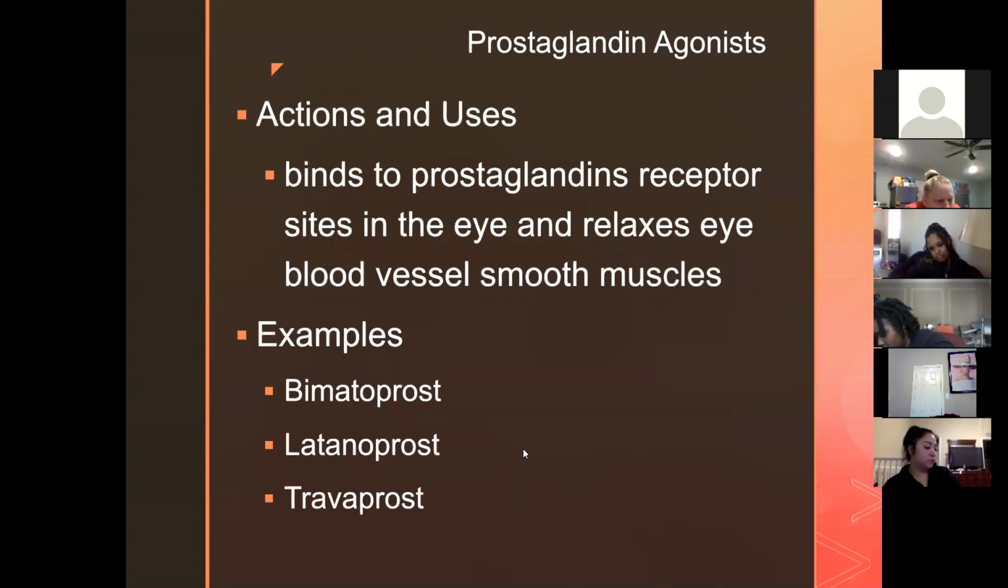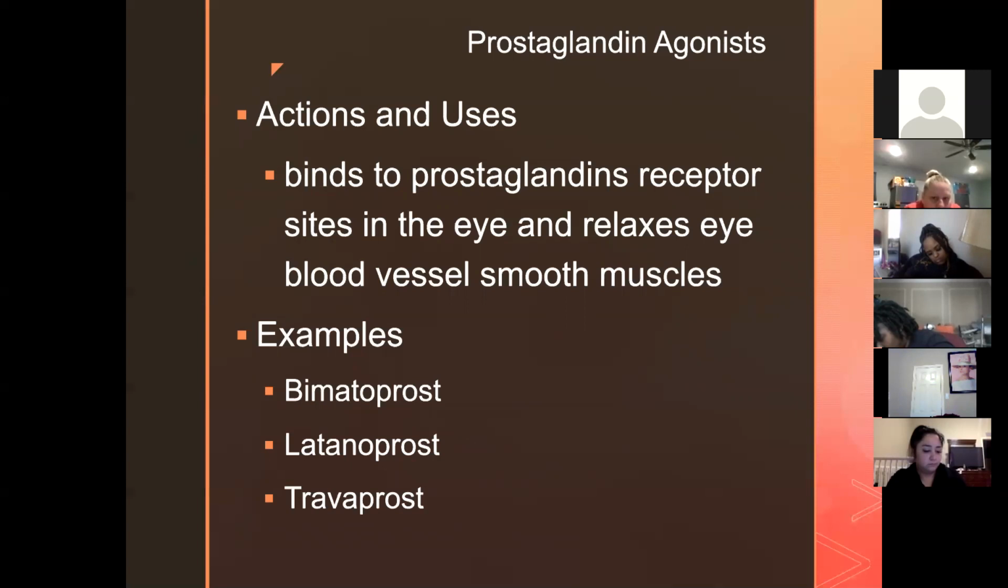All right, so let's talk about prostaglandin agonist. All right, remember your prostaglandins are kind of hormone-like. They kind of control processes like inflammation, blood flow, things like that. Okay? So for these types of medications for glaucoma, these are going to bind the prostaglandin receptor sites in the eye, and they'll relax your eye and blood vessels, smooth muscles. All right, so that we can try and get rid of some of that pressure.